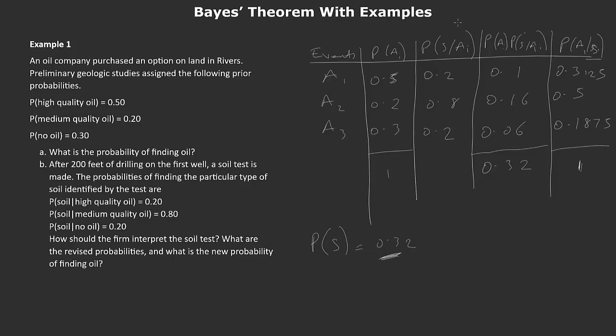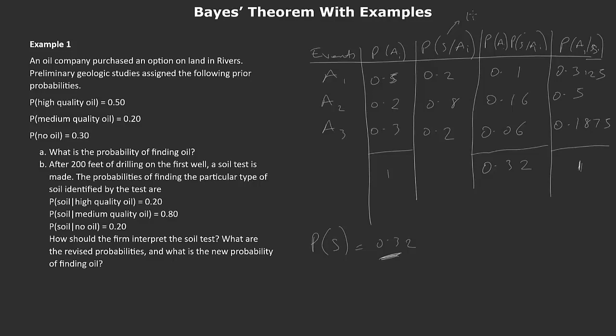Then they went back to their archive and they realized that 20% of the time that they drill high quality oil, soil S is found. 80% of the time that they drill medium quality oil, soil S is found, and 20% of the time that they find no oil, soil S is found. So this is what is known as the likelihood, which is the probability of the evidence given the event, right?